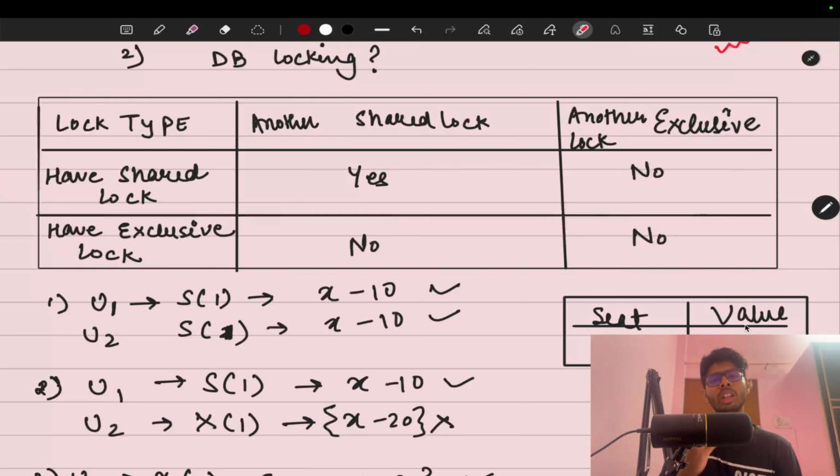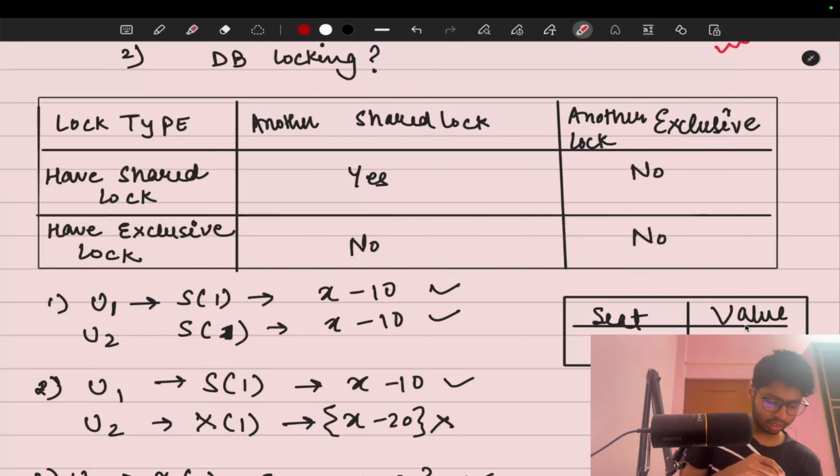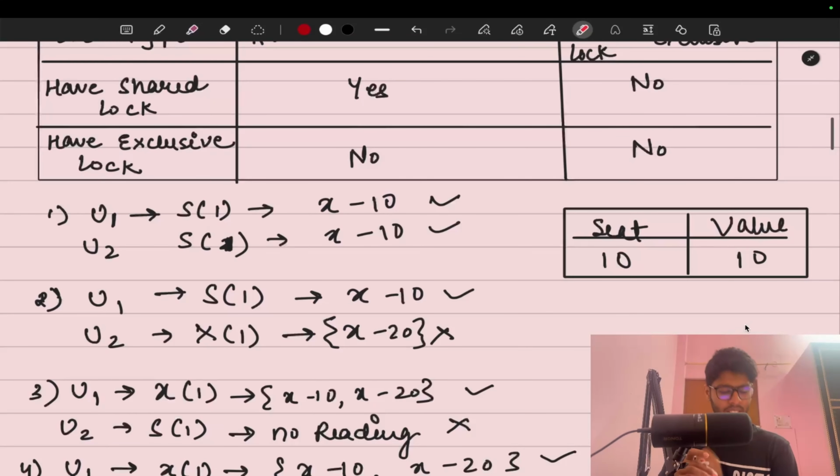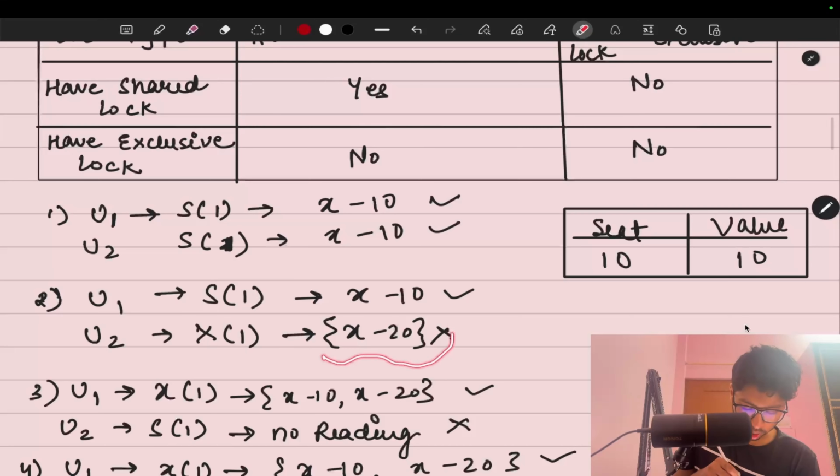Now move to the second point. I am the one who is reading the data, which means user 1 is reading the data right now. Can user 2, at the same time, change that particular row? The answer is no. Let's understand it with this example: user 1 is reading a particular row, x equals 10, and reads the data perfectly fine. But what will happen for user 2? User 2 has taken an exclusive lock, which means he wants to change or write the data. He wants to change the value to x equals 20.